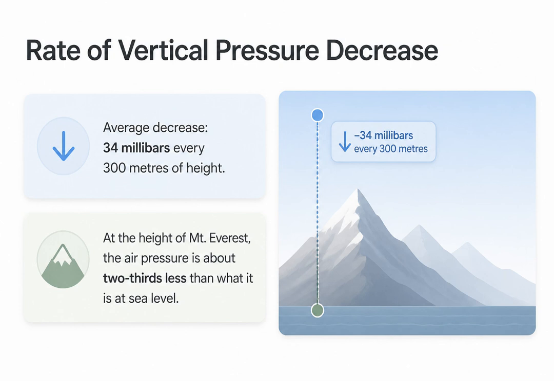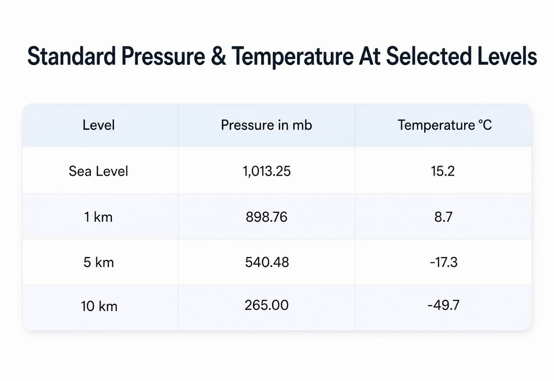This is why mountaineers face such extreme conditions. By the time you reach the summit of Mount Everest, the air pressure is roughly 2/3 less than it is down at sea level, making it incredibly difficult to draw enough oxygen into your lungs. Here's a table illustrating this vertical variation. Notice how at sea level, we have our standard 1,013.25 millibars and a mild 15.2 degrees Celsius. But look at the 10-kilometer mark, roughly the cruising altitude of a commercial jet. The pressure has plummeted to just 265 millibars, and the temperature is a freezing -49.7 degrees Celsius.